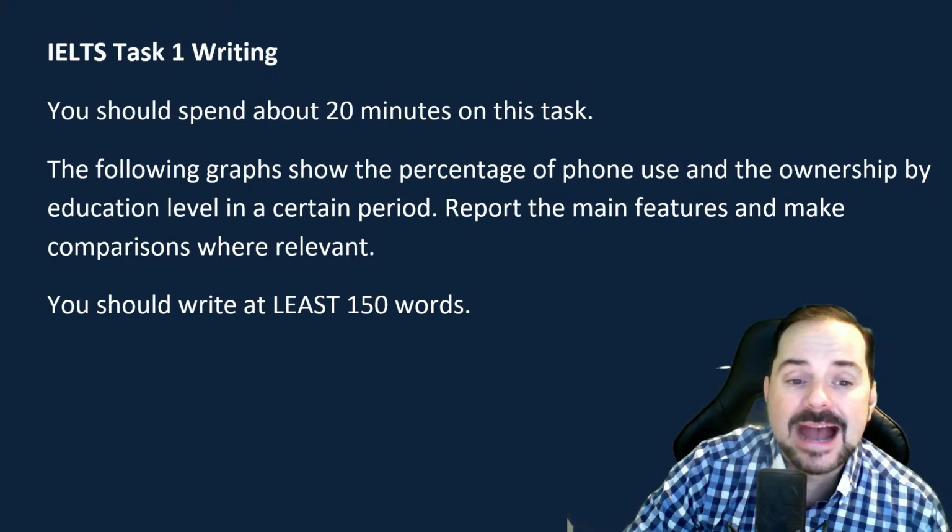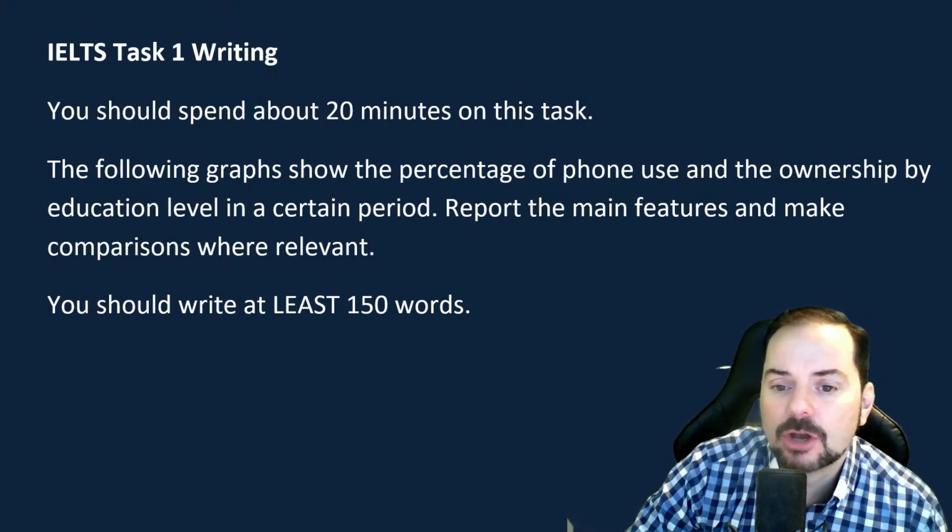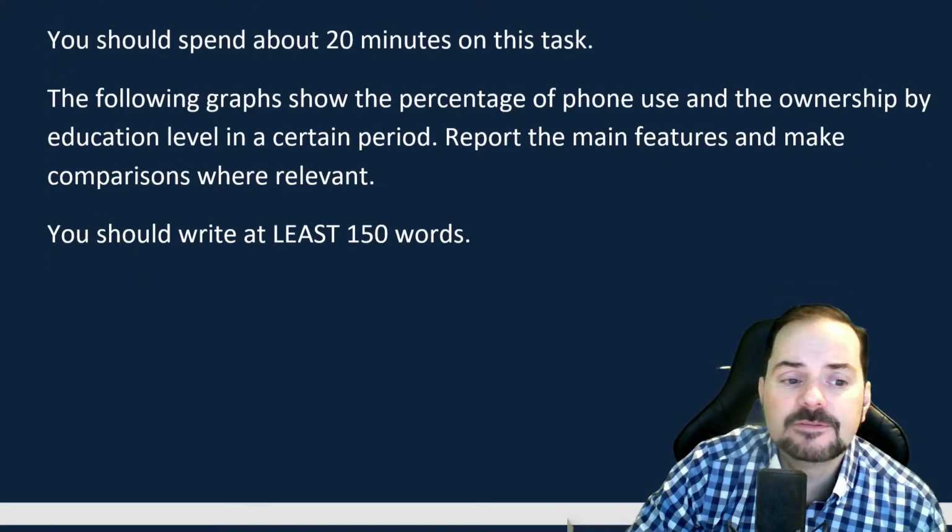The following graphs show the percentage of phone use and the ownership by education level in a certain period. Report the main features and make comparisons where relevant.